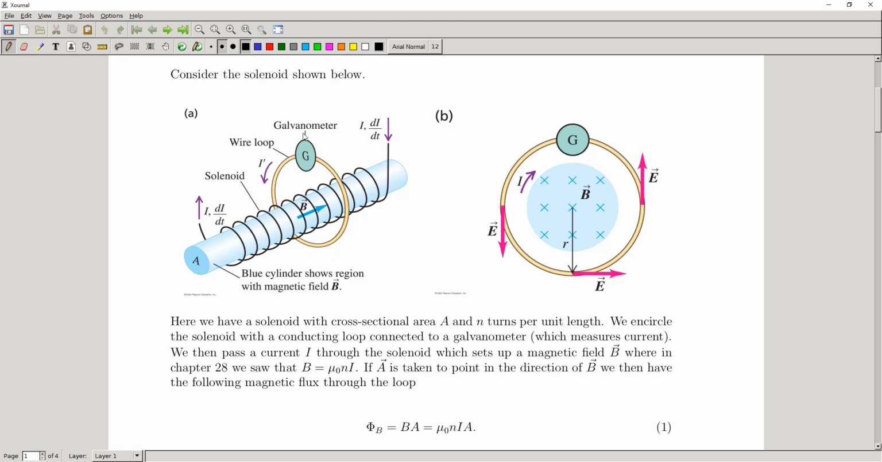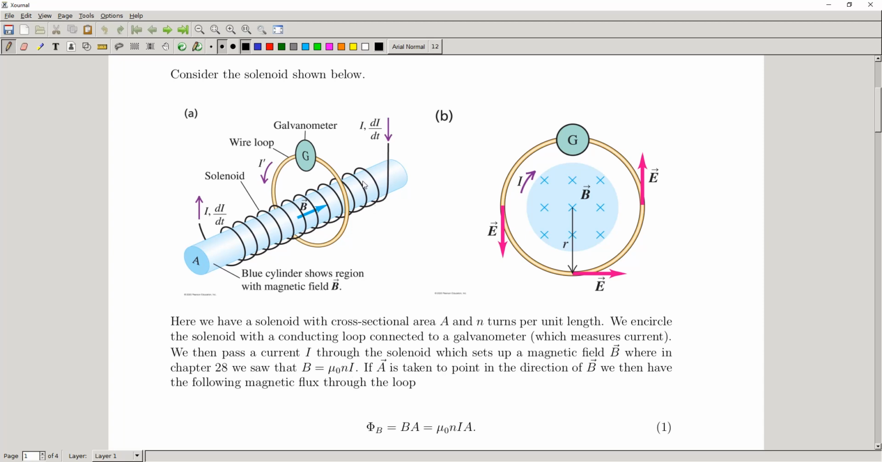We have our galvanometer here, which is just another way to say that we're reading the current that's going through the loop. And so what's the form of the magnitude of this B? Well, if we think back to our discussions in chapter 28, we know that B is going to have the magnitude given by these values here. So mu naught times n, which again is our number of turns per unit length, and I is the current that we're passing through the solenoid.